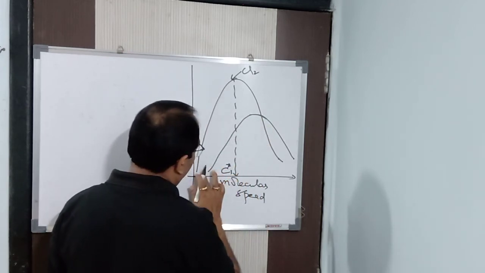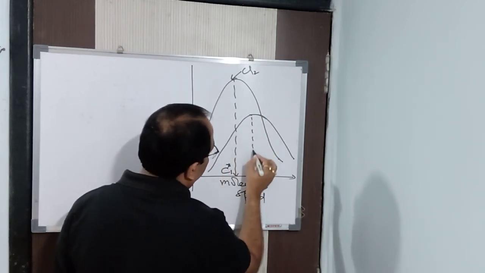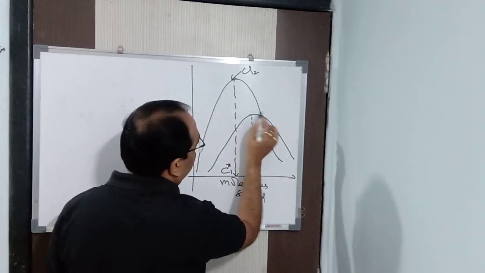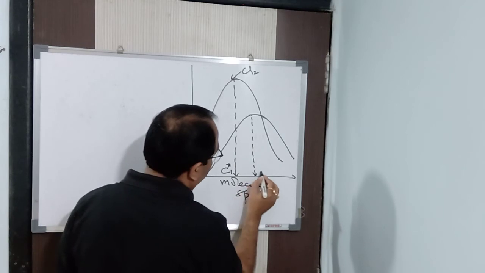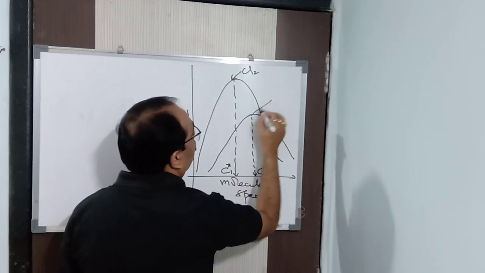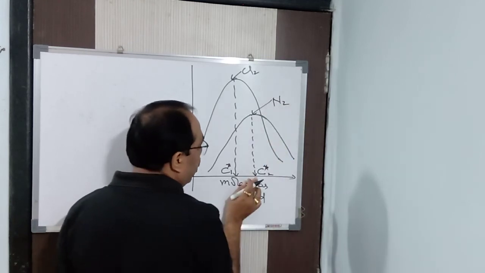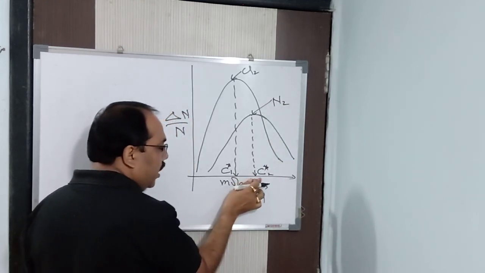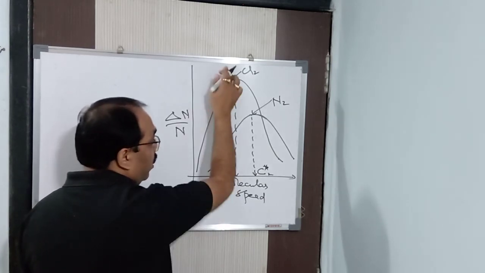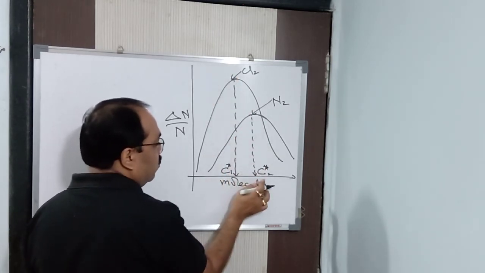For the nitrogen, I got this sort of graph. Definitely this is the most probable, this is the maximum fraction of the molecules possessing the speed. Alright, so this is the most probable speed. Now this is, let us say, C star 2. This is for nitrogen. So you can see very clearly the molecular speed of nitrogen is much more than that of chlorine. This is for the chlorine, C star 1, and C star 2, this is for the nitrogen.